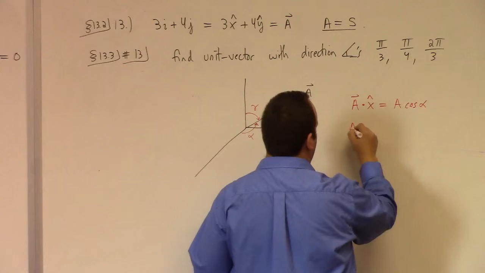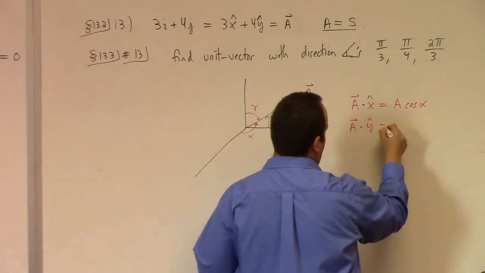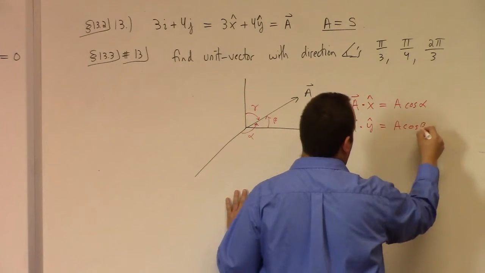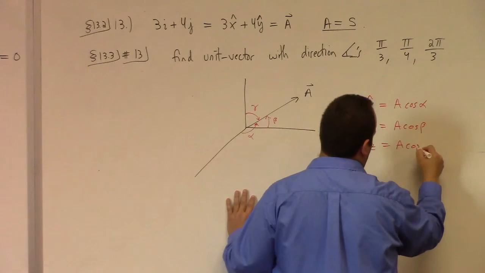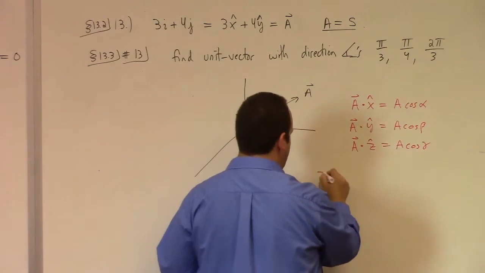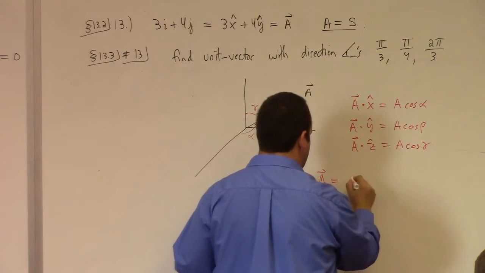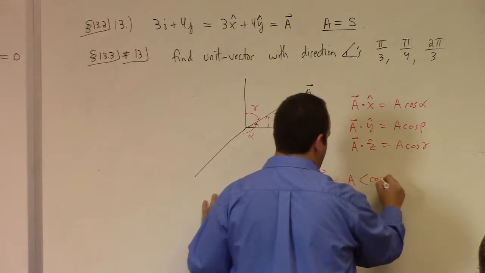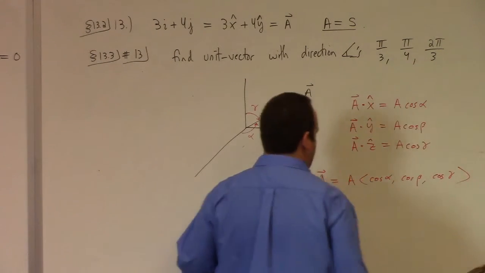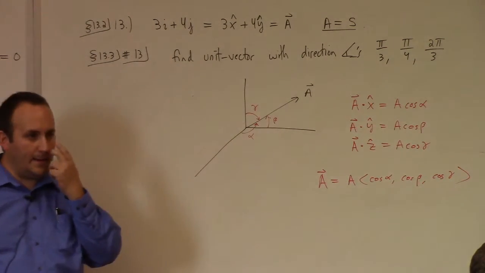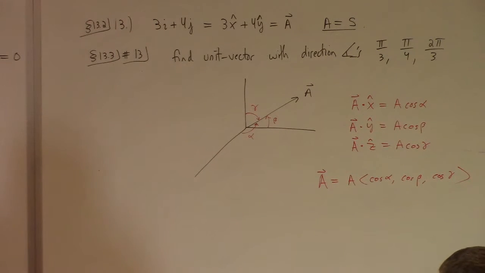A dot y hat, A cosine beta. A dot z hat, A cosine gamma. So you can write a vector in terms of its direction angles as follows. It's A times cos alpha, cos beta, cos gamma. It's kind of like the cosine theta, sine theta thing we found for the plane, but you need 3 angles in 3 dimensions. Now, I've asked a token question about this in the homework, so you guys have seen it.